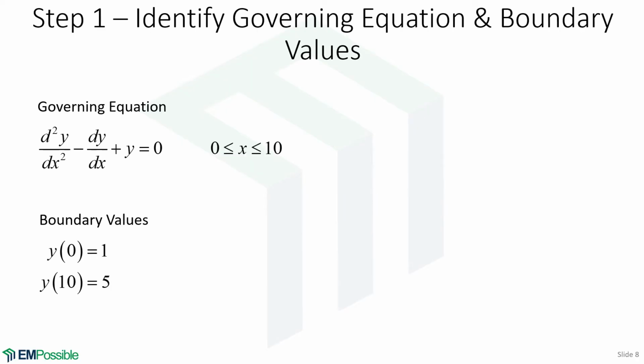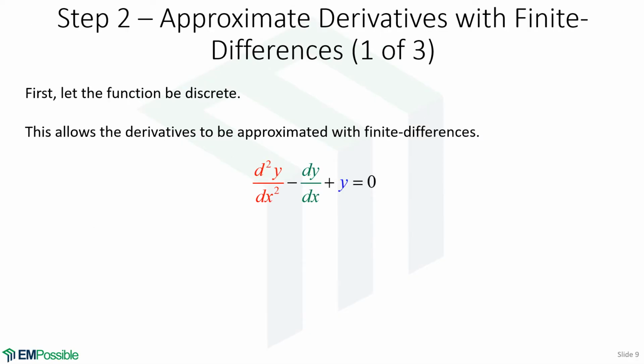The first thing I'll step you through is really how the rest of the world implements the finite difference method. And so we start with our governing equation, our boundary values, the interval that we want to solve things in, and we want to proceed from here. So we have our differential equation, and our first step is to make this discrete. So, okay, now our function y will only exist at discrete values of x. That allows us then to use what we know about finite difference approximations to approximate our derivatives.